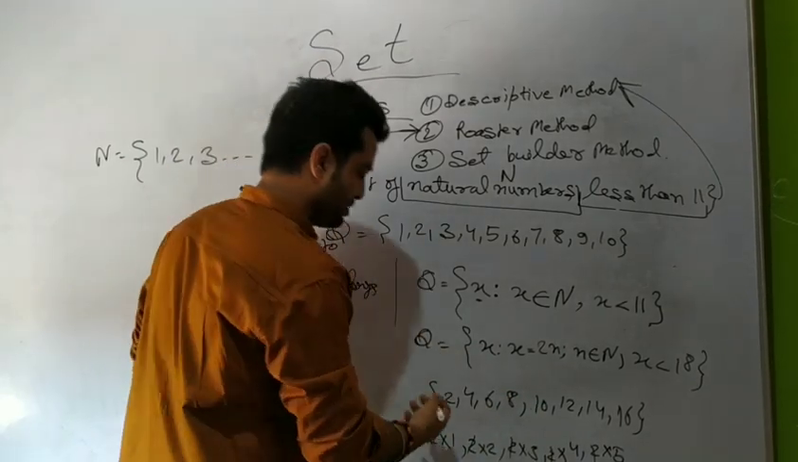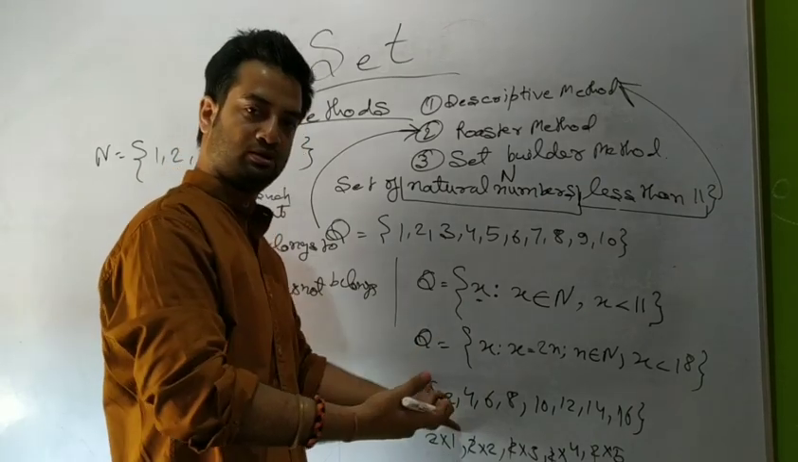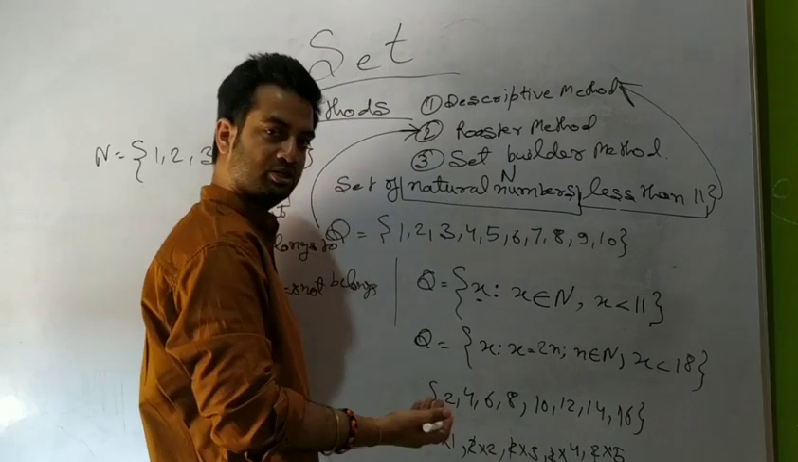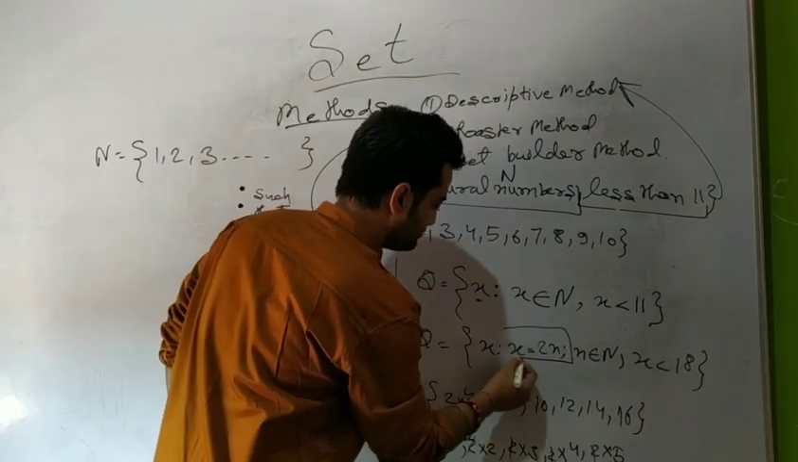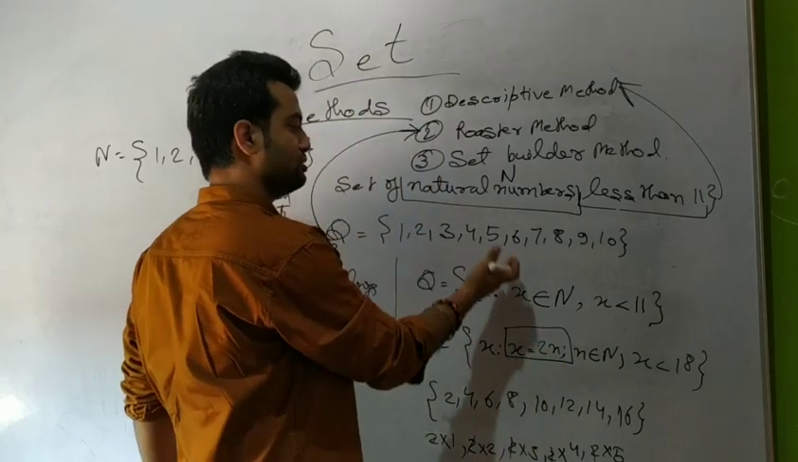So in this way, when 2 is successively multiplied with the natural numbers, we get the set of even numbers. In this way, we can write that when natural numbers are multiplied with 2, this gives us the elements of this set.